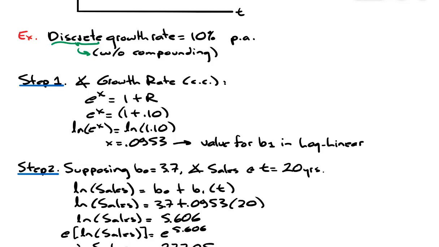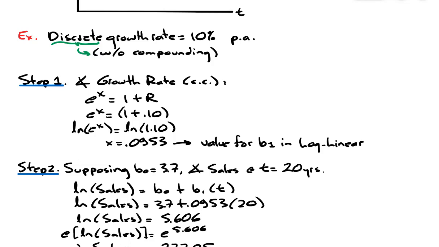Now to get rid of the e, we take the logarithm of both sides. So the logarithm and the e cancel each other out. And over here, we just calculate the ln of 1.1. So then you get x here. And when you punch in 1.1 and then hit the ln button on your calculator, you get 0.0953.